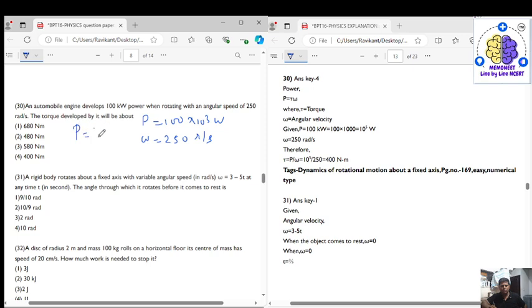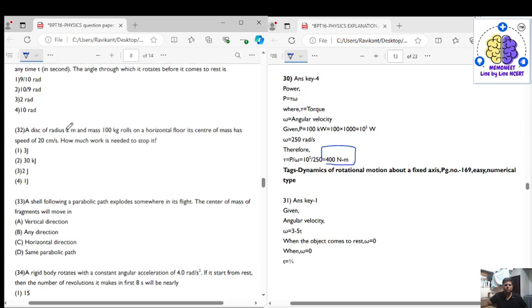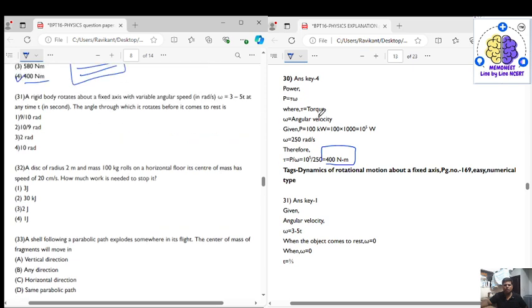So P is equals to tau into omega. In this formula, put the value, you will get the answer. So that is equals to 10 to the power of 5 upon 250, which will give you 400 Newton meter. 400 Newton meter is your answer. That is, question number 30 has a correct answer as option number 4, that is 400 Newton meter, using the formula P is equals to tau into omega. Right.